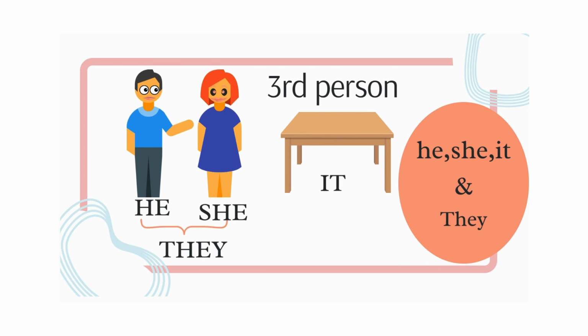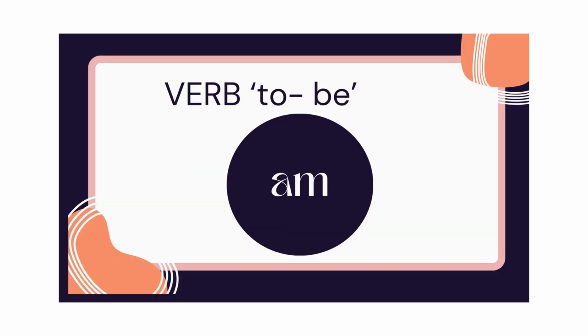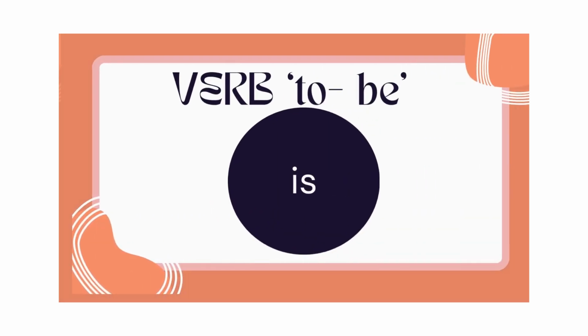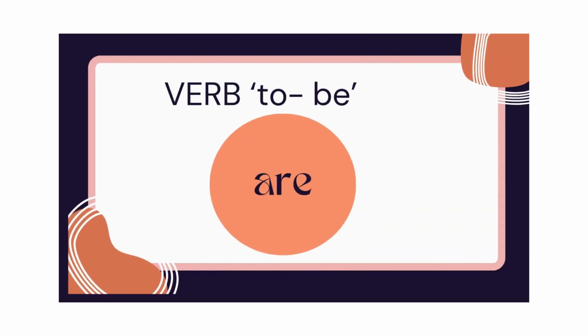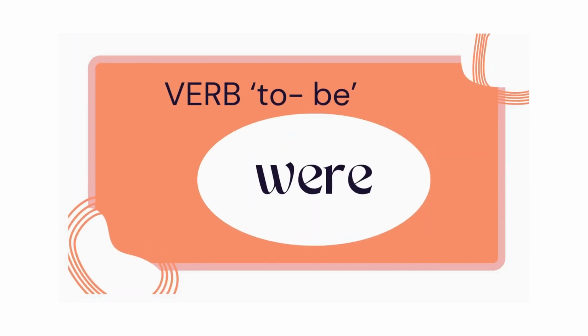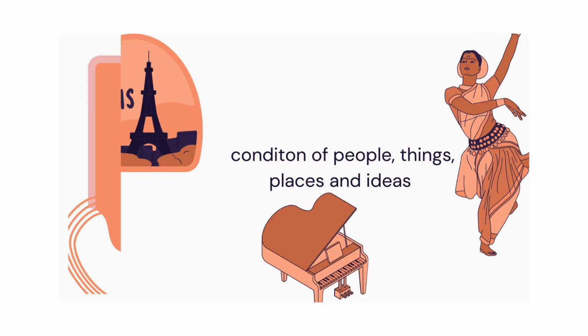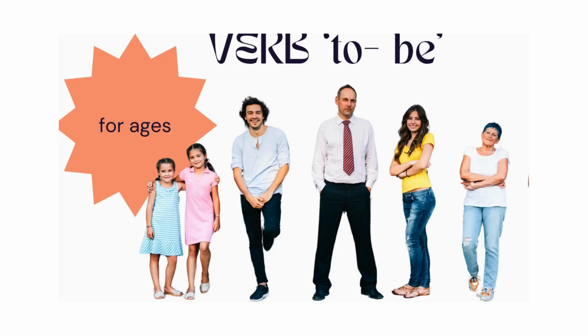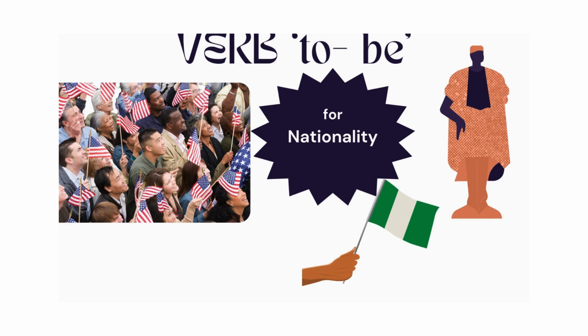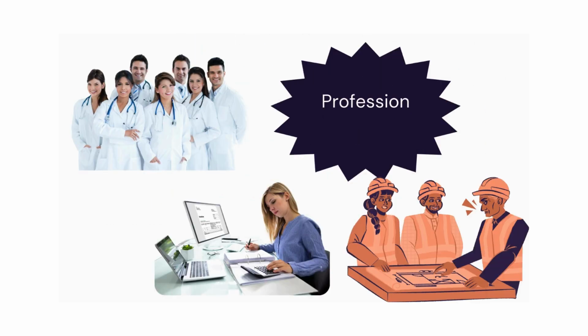The verbs to be are am, is, was, are, were. They are used to describe or tell us information of people, things, places, and ideas. For example, they could tell us the subject's age, nationality, job, or other traits.